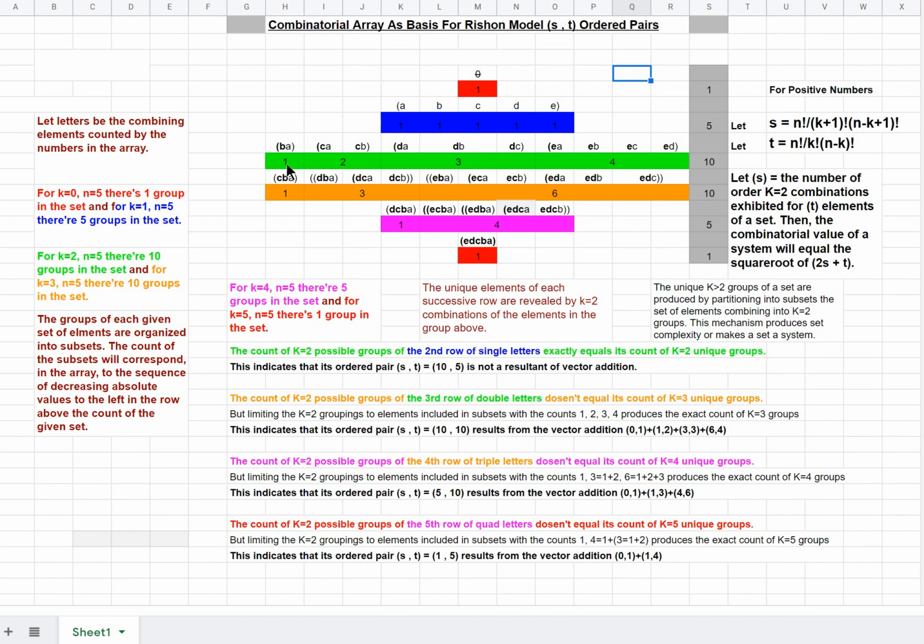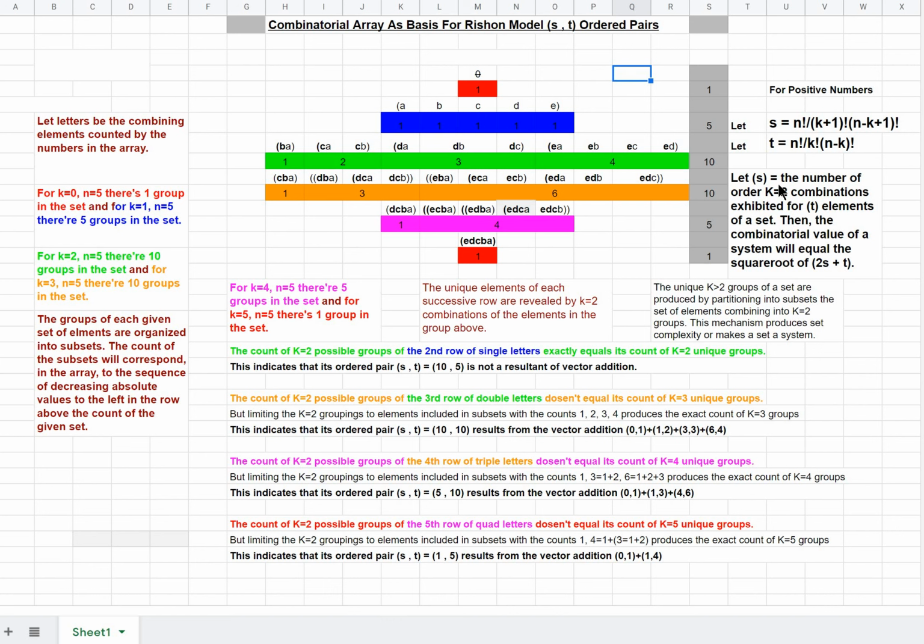For example, this set of elements is partitioned into the subsets: 1 here, 2 groups in this subset, 3 groups in this subset, and 4 groups in this subset. This mechanism produces what I term a system.